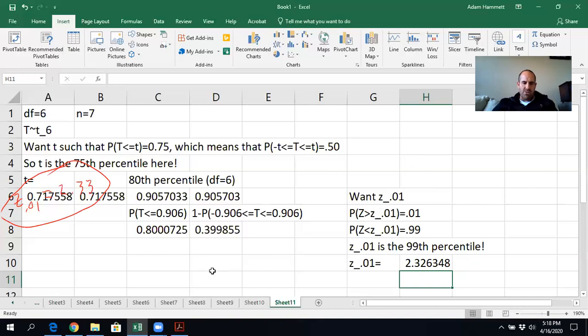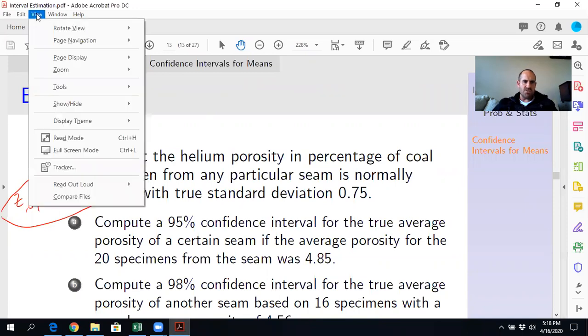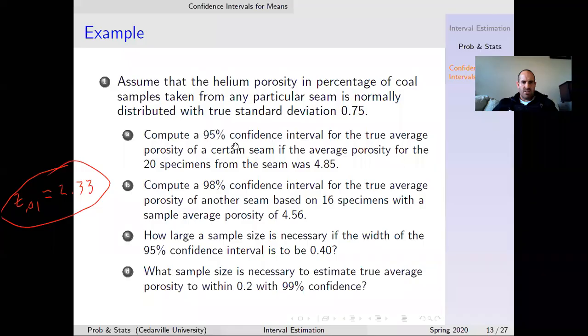So we go back over here. Z sub 0.01 is 2.33. Let's put the view to full screen now. So what's the formula going to be in this case? It's going to be X bar plus or minus what? Look, X bar is right here. They changed it up on us a little bit, but there it is.